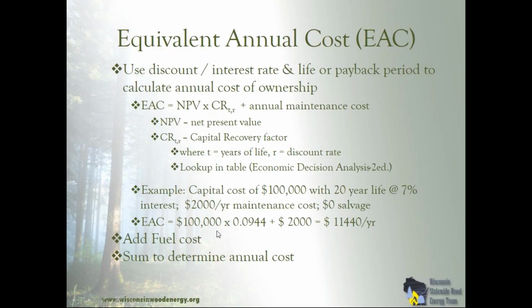So I've got $100,000 times the factor I looked up in a table, 0.0944, plus my $2,000 in annual maintenance. So I come up with $11,440 per year. So that's my annual cost of ownership. Now to that cost, I need to add my fuel cost to determine the total annual cost of a unit. But that's kind of the rough way I'd go through this.